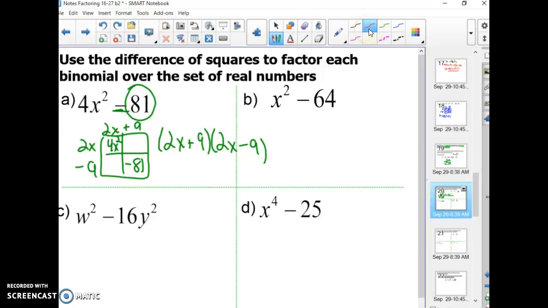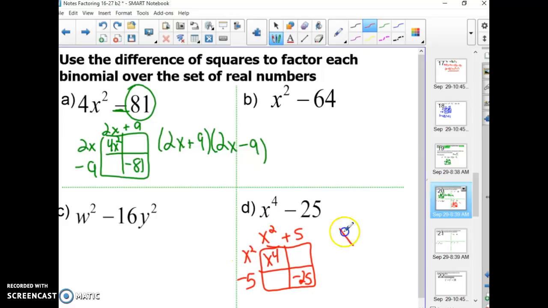Over on this one, we get x to the fourth minus 25. Well, what will multiply to 25? A positive 5 and a negative 5, right? So x to the fourth, I need to split it evenly. So I get x squared here and an x squared there. So I get x squared plus 5, and then I get an x squared minus 5.